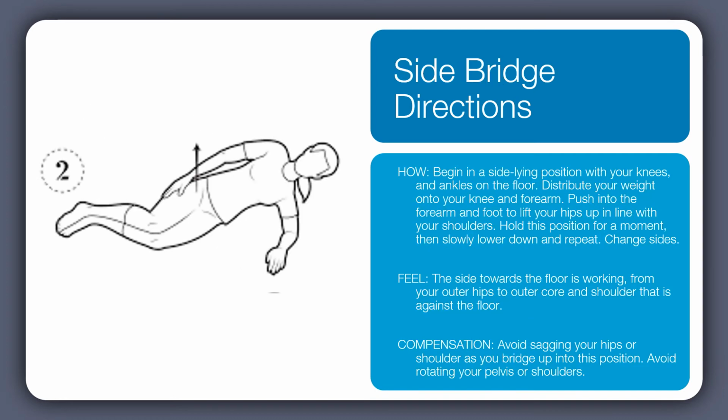Next is the side bridge. You're on your side, and you come up onto your forearm. At this point, the hips are down on the ground, and then you bring the hips up, engaging the side body. This is the side bridge. You can also do the side plank for more of a challenge. There are actually a lot of different variations of the side bridge, depending on your capacity and what you're trying to accomplish.